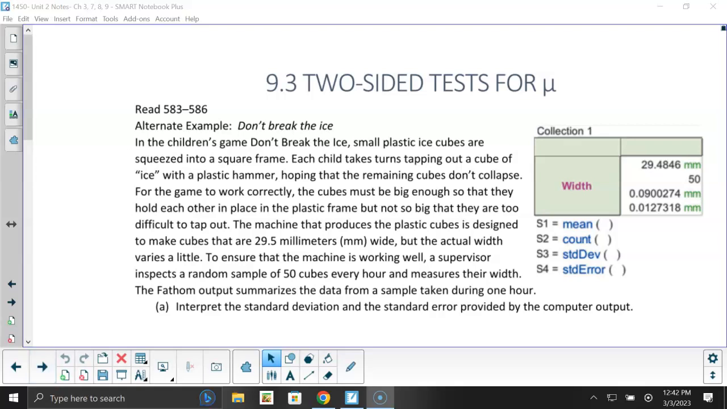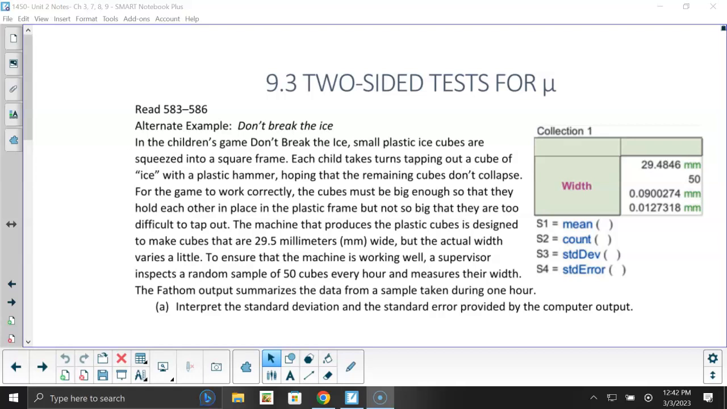All right, so we are doing two-sided tests today. One of the biggest things kids get really confused about is what the whole point of doing a two-sided test is. For example, have you guys ever played the Don't Break the Ice game? That's the one with the little plastic hammer where you hit it, and you want some of the ice cubes to fall, but not all of them. Basically, you don't want to drown the penguin.